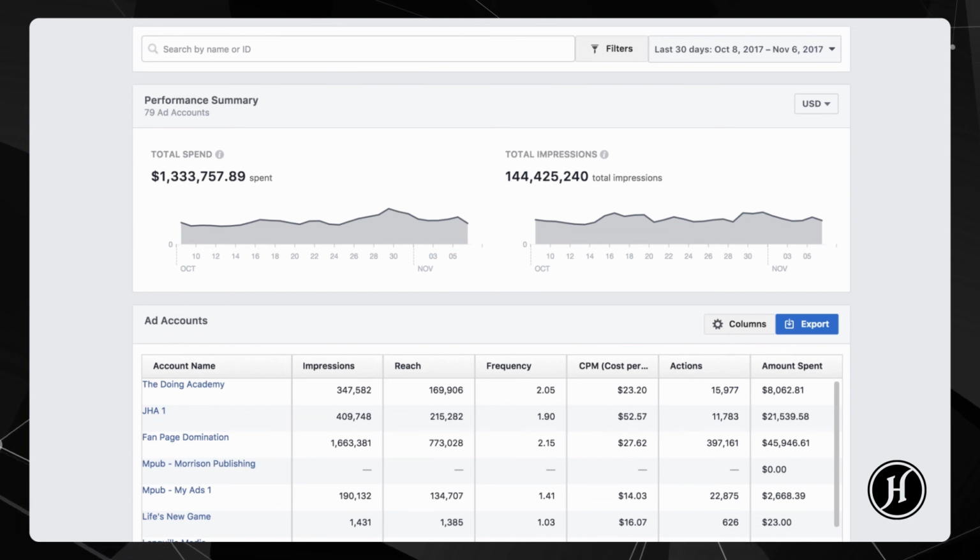You can start low, test, tweak, refine, figure things out, and then once it's figured out, you scale, and you can go up to make the kind of money that you're looking to make with your ad campaigns.